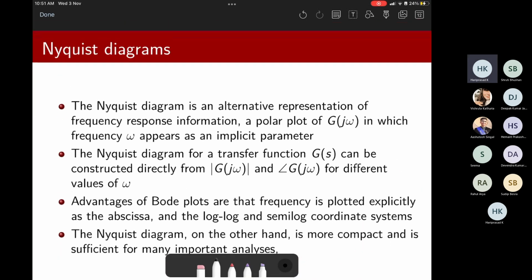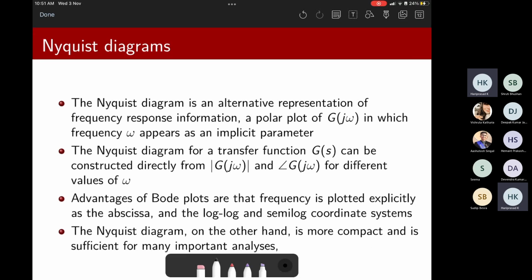So what Nyquist proposed was to get rid of the two steps, no? We can embed the same set of information just using a polar plot. I hope you recall what a polar plot of a complex number is, correct? You have the magnitude and the angle together represented in the same plot. That's why it's called a polar plot.